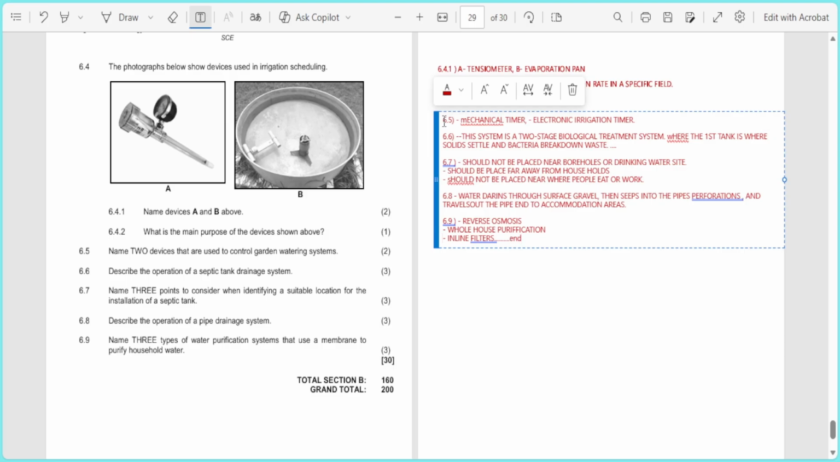This ends our question paper walkthrough for this 2018 question paper. Question 6 was the last question for this paper.